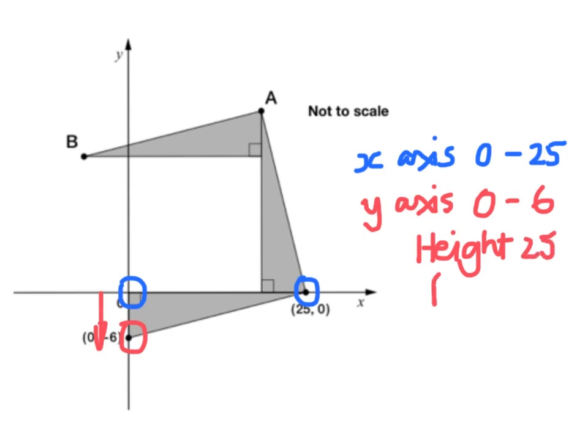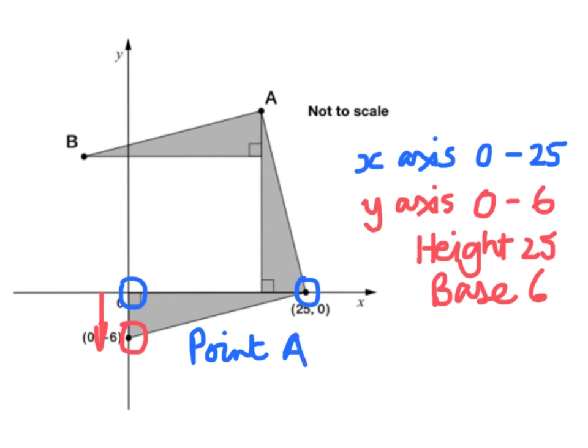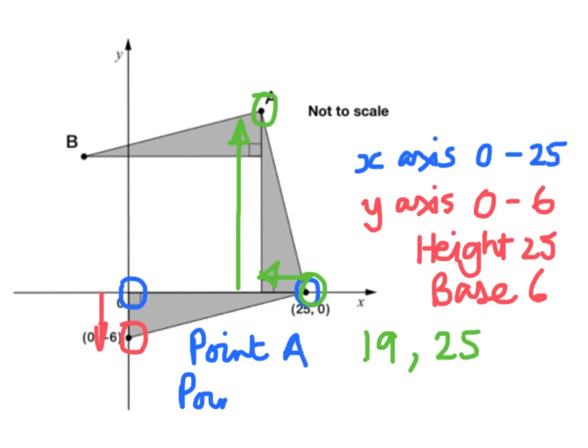So its height is 25 and its base is 6. Because if we've looked at the bottom triangle, the other two are the same. So for point A, if we take the x-axis first, well, there x equals 25, so we're going back 6 from there to x equals 19, and x comes first. So point A is 19, 25, because the whole height of the triangle is 25. So that's relatively straightforward.